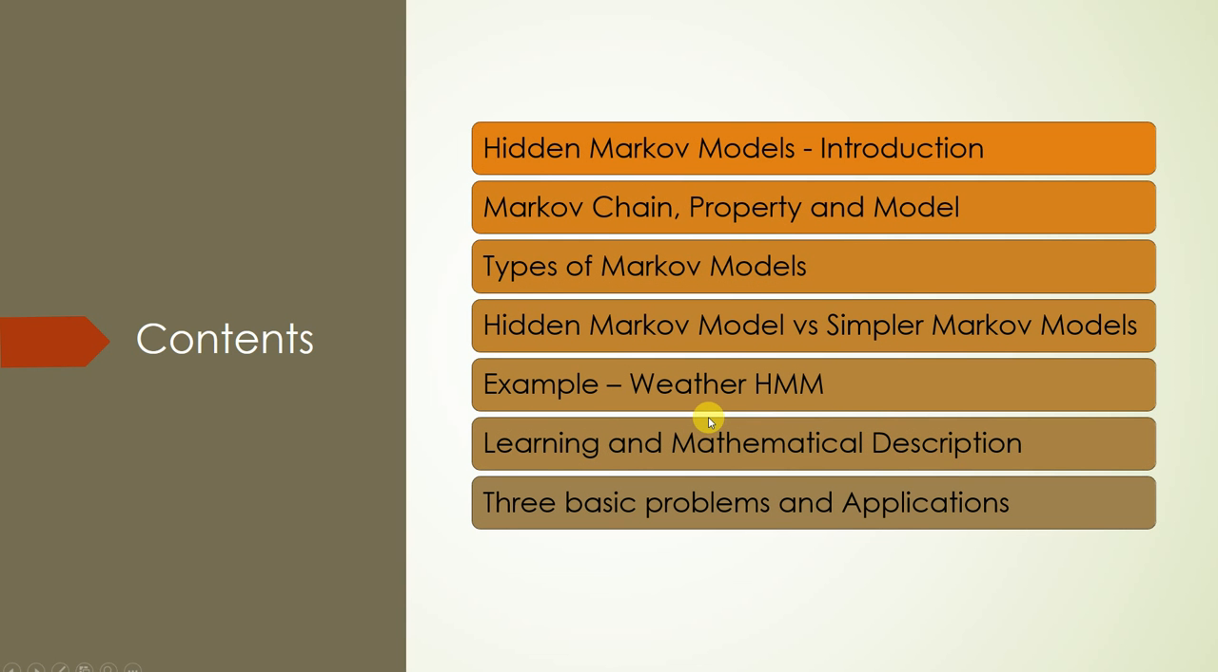First of all, we'll talk about the contents of the presentation. We'll start off with the introduction about hidden Markov models. Then we'll talk about the Markov chain property and model. Then we'll talk about the types of Markov models. We'll move ahead and discuss hidden Markov model versus the simpler Markov models. Then we'll explain the hidden Markov model with an example. After that, we'll talk about the learning and mathematical description, and we'll wrap up the presentation with 3 basic problems and applications of the HMM.